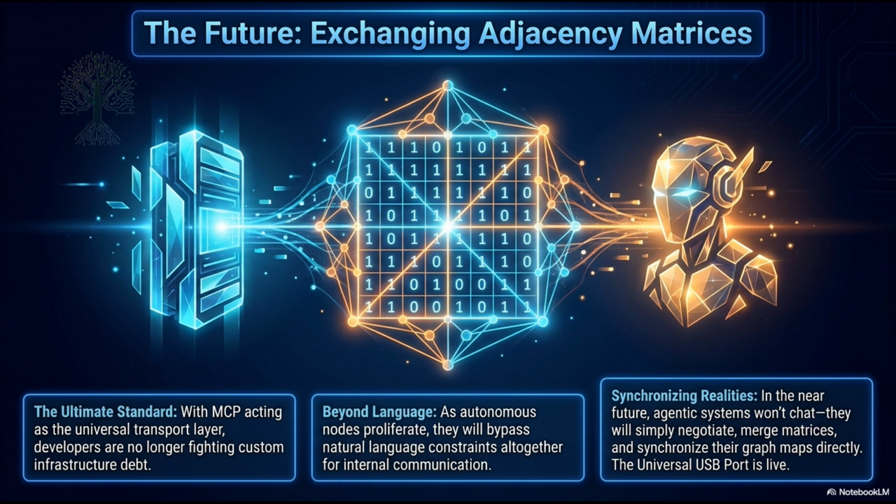Wow. If I have a server hosting a highly optimized NetworkX graph mapping the AI industry, and you have an agent researching AI architectures, will we soon see standardized protocols for these graphs to negotiate, merge matrices, and synchronize their realities directly? Will agents just bypass language entirely and exchange adjacency matrices? The universal USB port is live. The architecture is read and write. Stay curious.